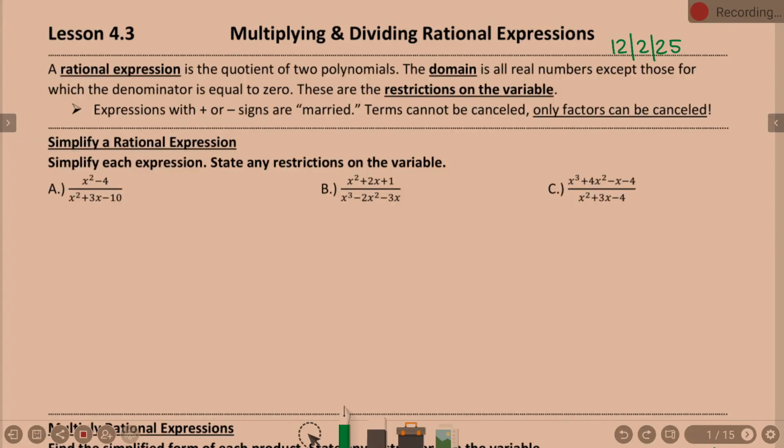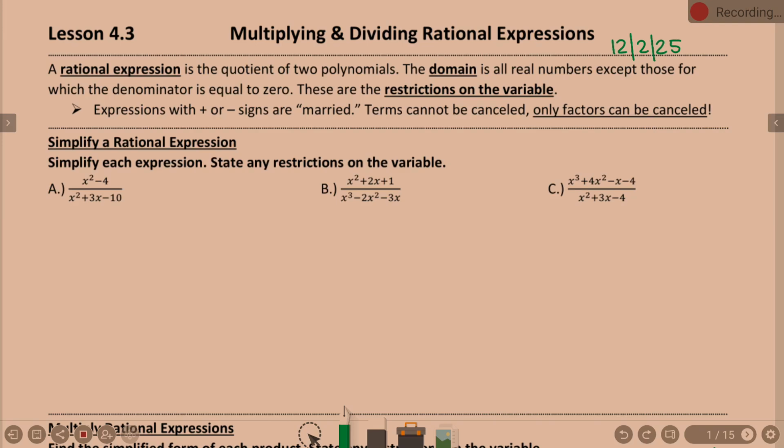Lesson 4.3 takes us officially into multiplying and dividing rational expressions. We're actually going to start before that, with simplifying rational expressions. Everything we do through the rest of the chapter builds on this. Today we officially are multiplying and dividing. In the next lesson, we start adding and subtracting rational expressions, and then eventually we're solving equations with rational expressions.